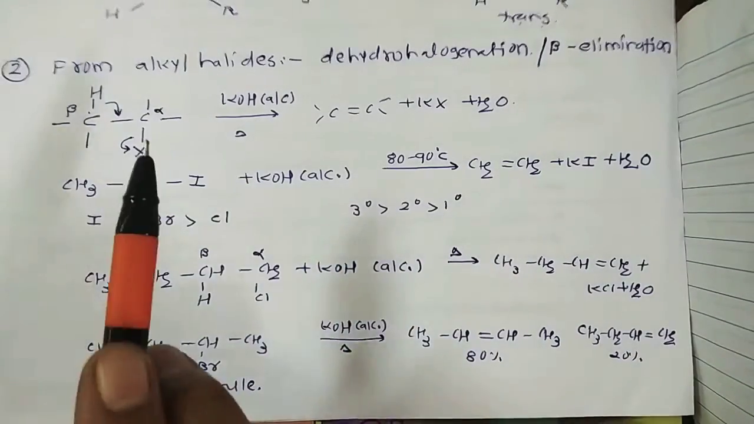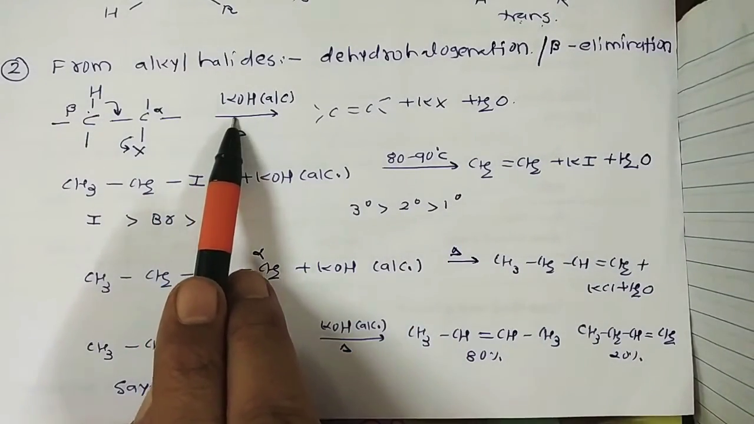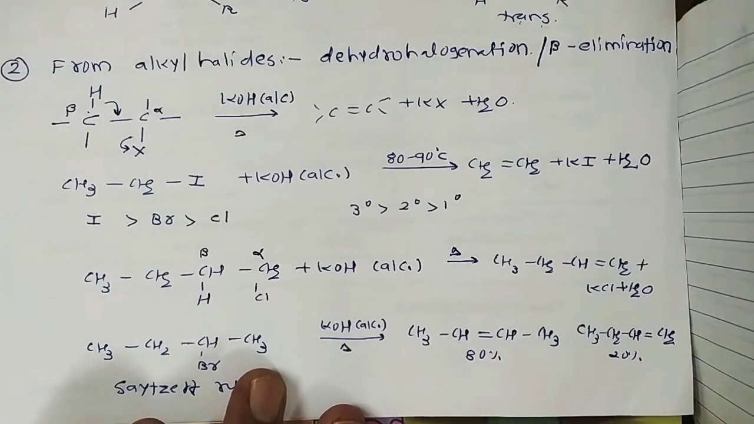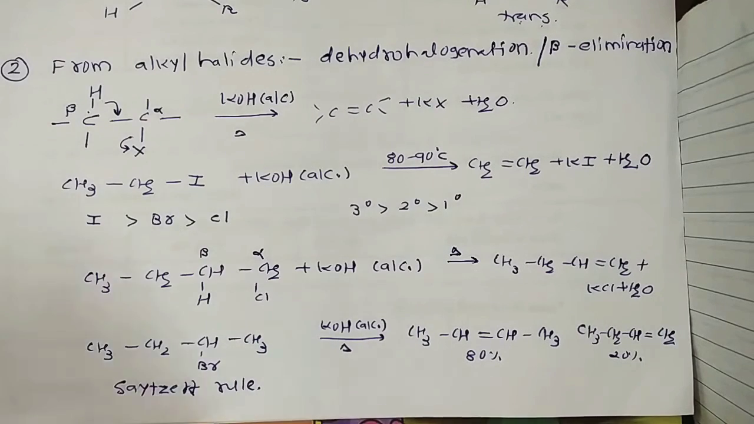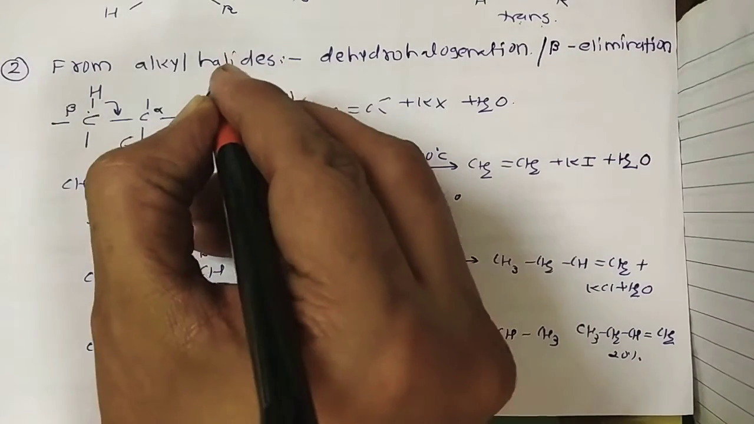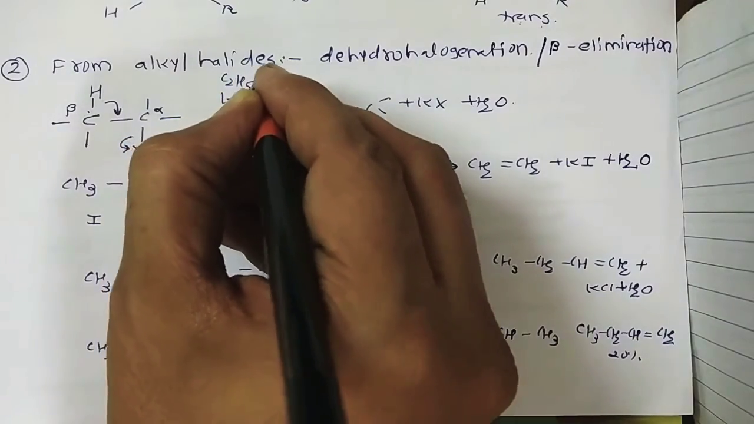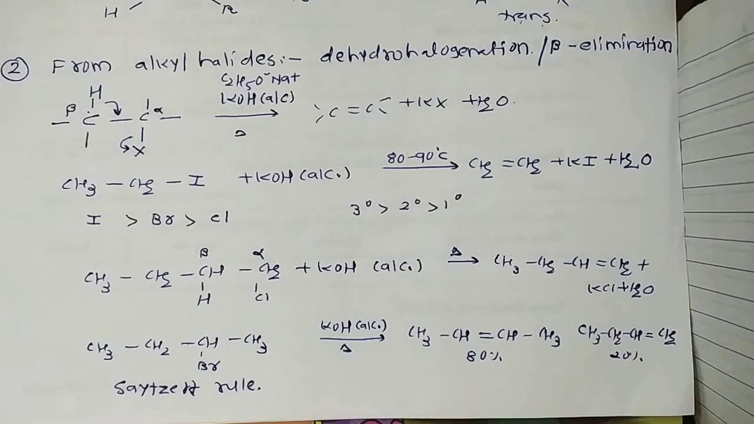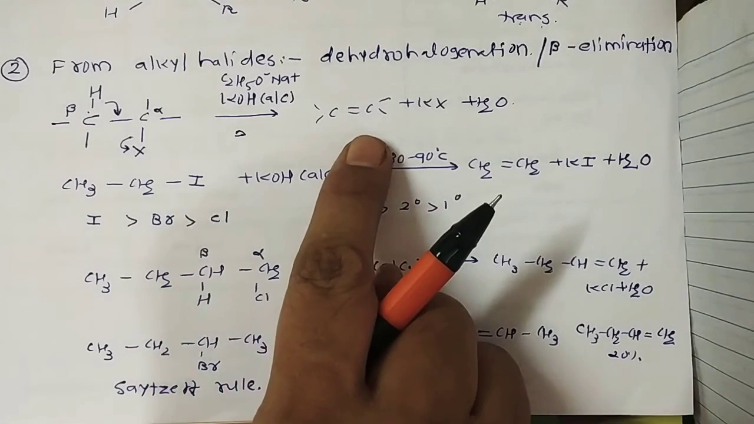Once again, alkyl halides on heating with a strong base, mind well, this is a strong base such as KOH. A weak base is not suitable here; only a strong base is required. Sodium ethoxide, C2H5O minus Na plus, is also used. So, with sodium ethoxide or potassium hydroxide, alkyl halides undergo dehydrohalogenation reactions and give alkene.